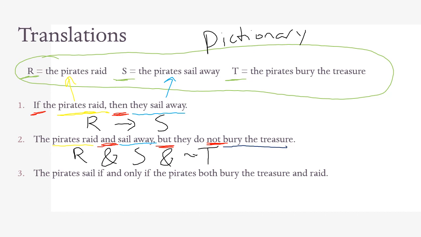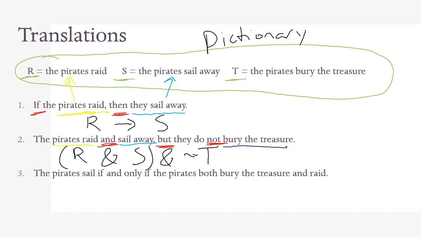So let's look back through our sentence. The pirates raid and sail away, but they do not bury the treasure. In this instance, what tells us how to do our parentheses is going to be the comma. So a good rule of thumb is whenever you see a comma, it's telling you which part of the sentence goes with which, or which clause is separated by which clause.